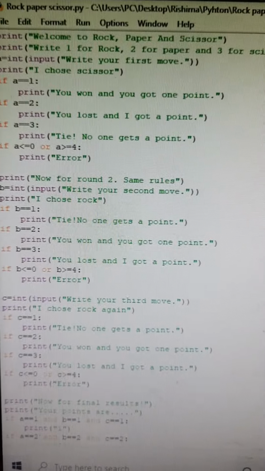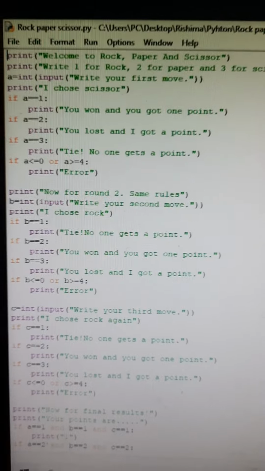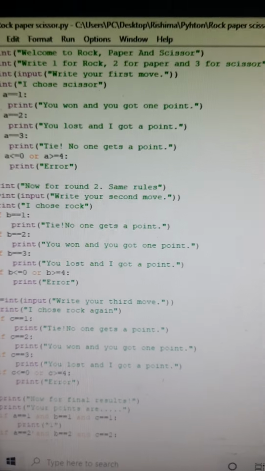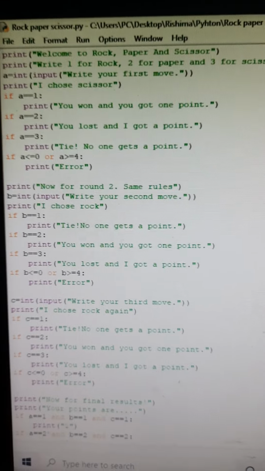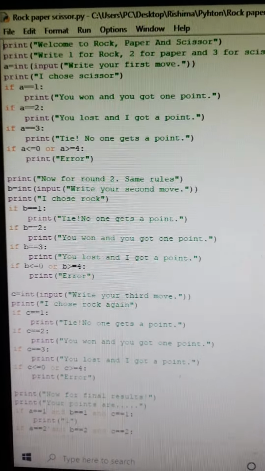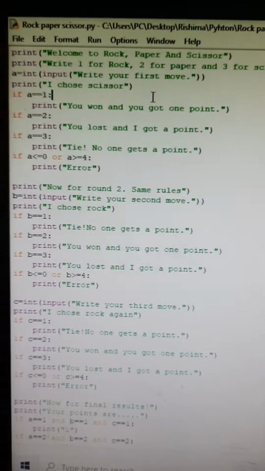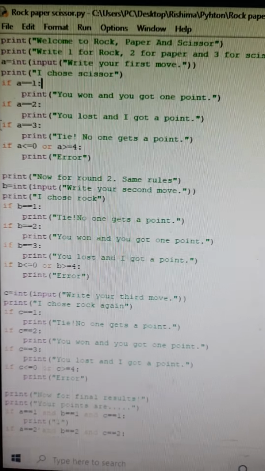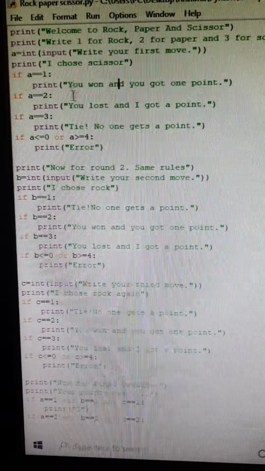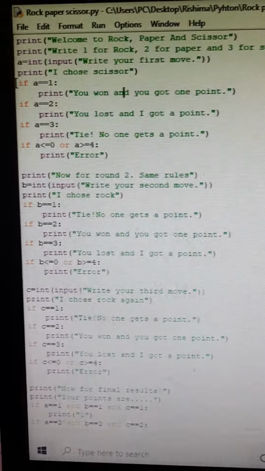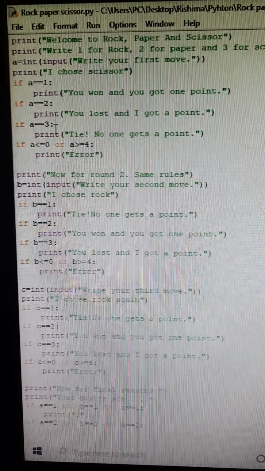In the code, first I have written a print command to welcome the user and give the instructions. Then I have taken their first move in variable a. So now to calculate the points, I have used the if statement, and I have done all the combinations which can be held. So like if a is equal to 1, who would win and who gets a point, and I have done it for all 3 options. I have also made an if statement if the number is bigger than 4 or less than 0.